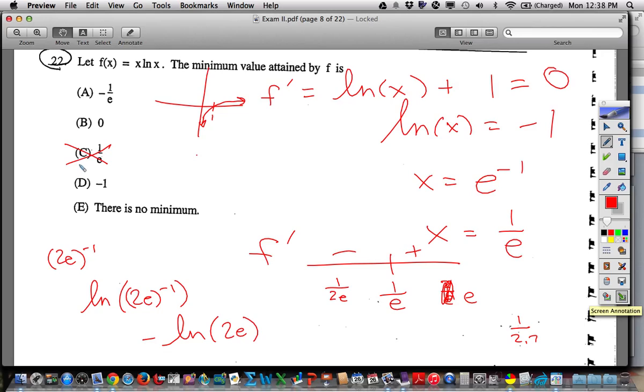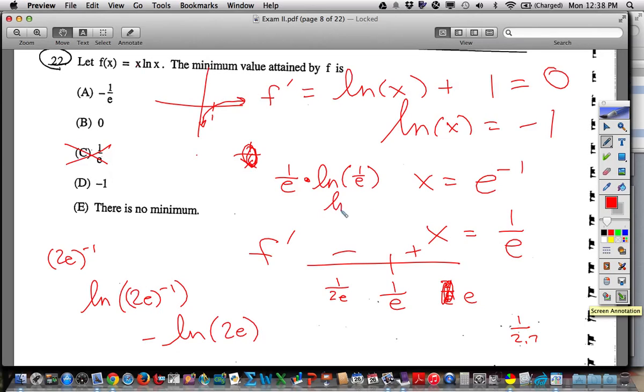This is where the minimum is, at 1 over e. So we did everything right. 1 over e is where the minimum is, but what we have to do is go back to the original. So we plug in 1 over e for x, and then times ln 1 over e.